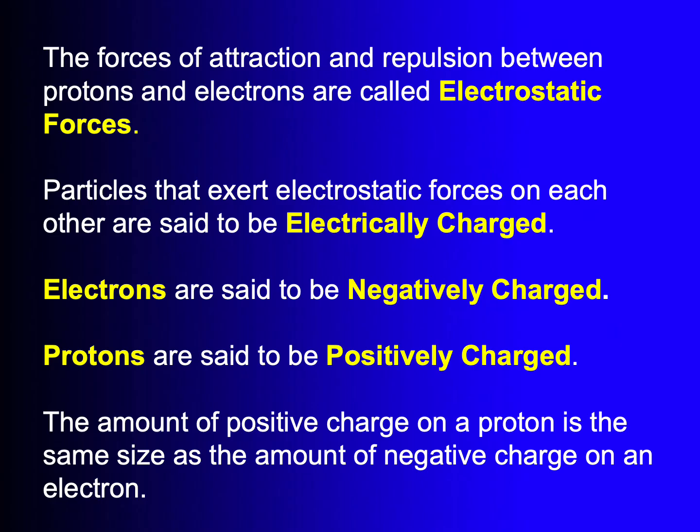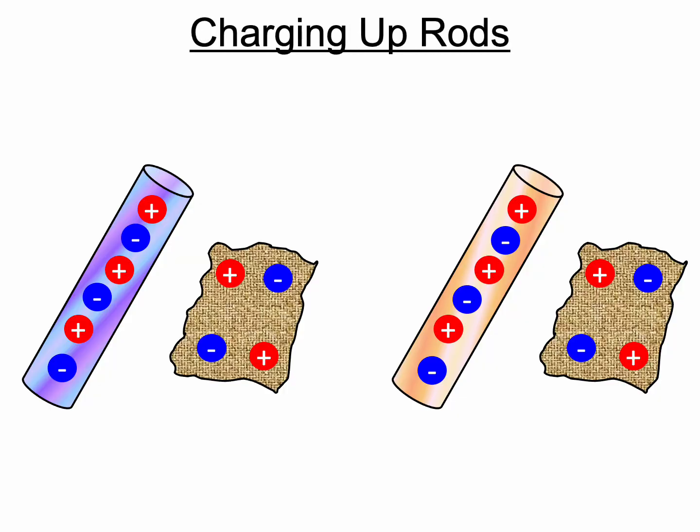So if the substance picked up extra electrons, what's its overall charge then? If it picks up extra electrons, what's its overall charge? Negative, yeah. If it loses those electrons, it loses some of the negatives and it becomes overall positively charged, okay? You would have had this back in junior cert science as well. Okay, so we are going to charge up some rods now.